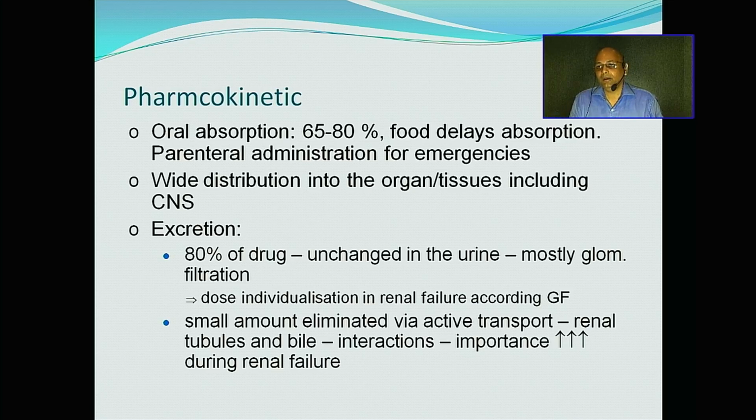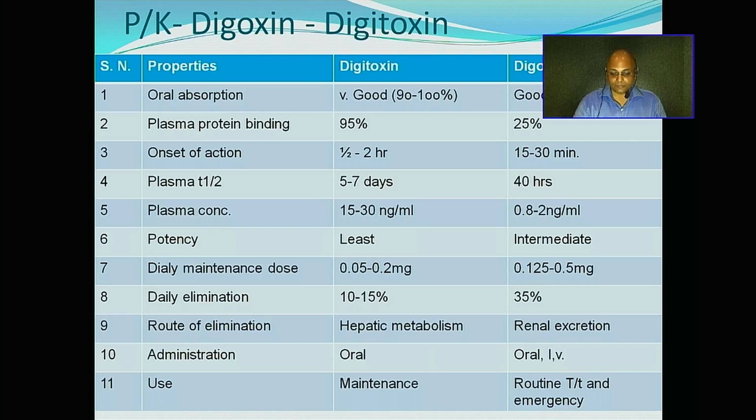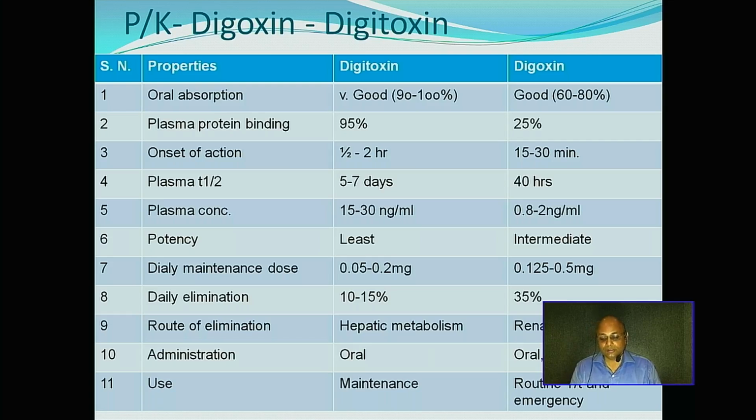A small amount is eliminated via active transport in the renal tubules and bile, and the importance of this obviously increases during renal failure. We have to be very cautious in administering the drug, otherwise it will cause toxicity. We saw in the beginning that digitoxin and digoxin are not one and the same. There are pharmacokinetic differences besides the difference in spelling, right? So there is digitoxin and digoxin. Let us see what the difference is.